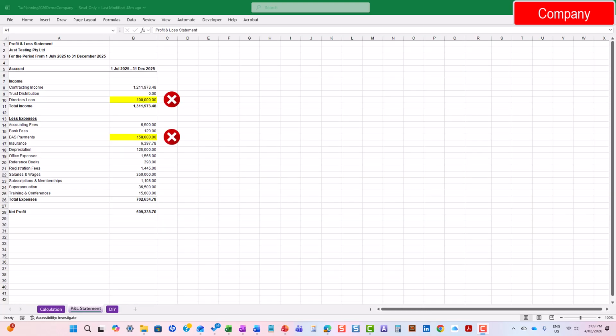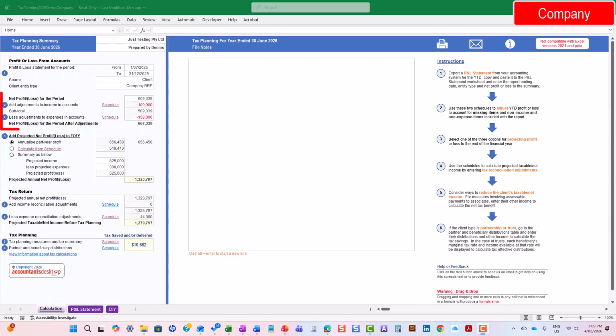In the profit and loss statement, your client has shown a director's loan as income and BAS payments as an expense. These amounts are entered in the relevant schedules for step 2 to arrive at a real profit for the year to date. At step 3, you project the profit to the end of the financial year using one of three options. At the first option, the spreadsheet will annualise the part year profit.